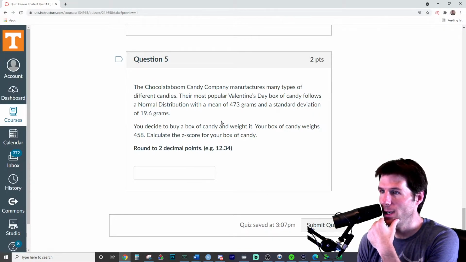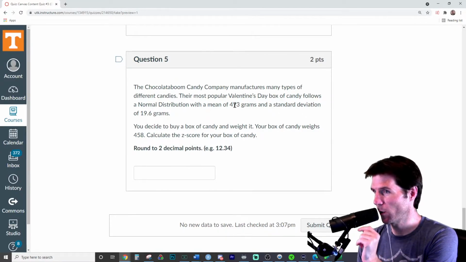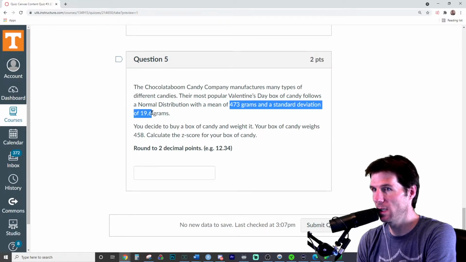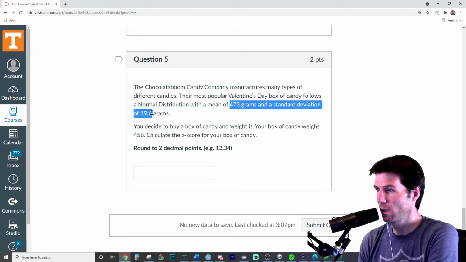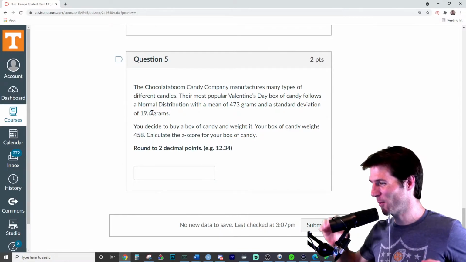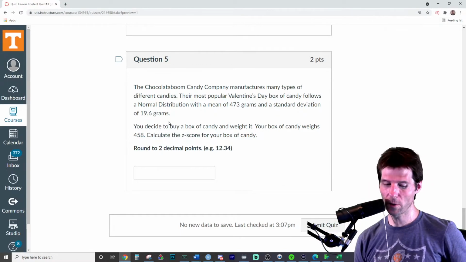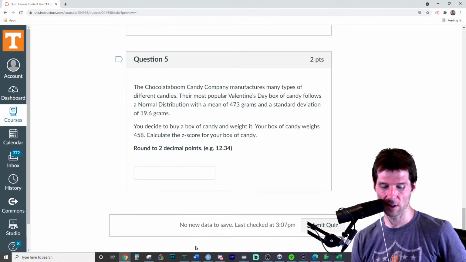You decide to buy a candy box and weigh it. The box of candy weighs 458. Calculate the z-score. So what's the first thing you usually see Brian do when you see a mean and standard deviation? You don't have to do this for every problem. Yours is different numbers, don't worry. We're going to do this one, and I'm going to have you figure out yours. You've got this. This one's not so bad. You don't have to do this for every problem, but I highly suggest it.